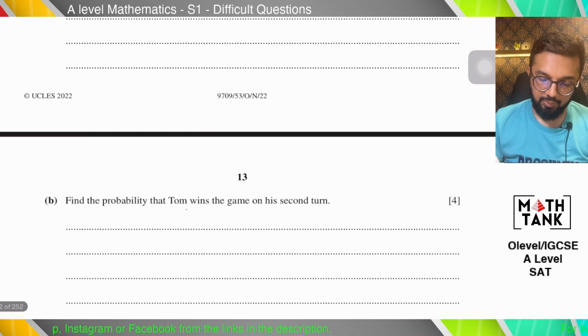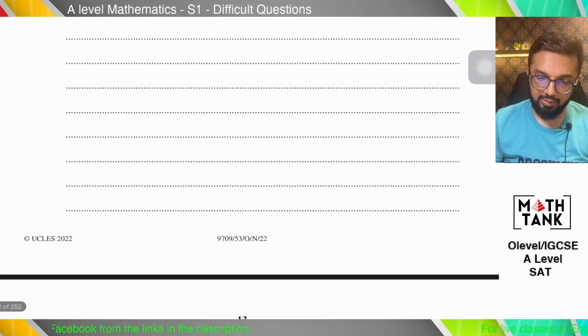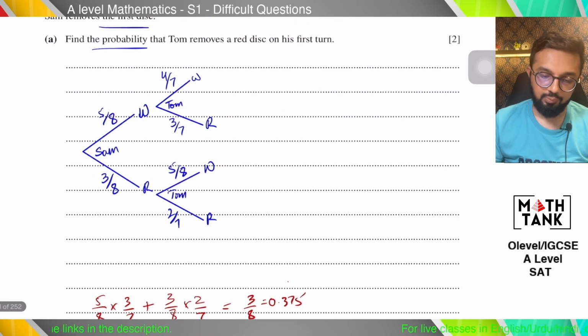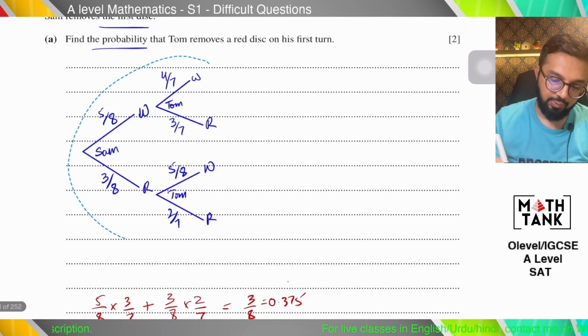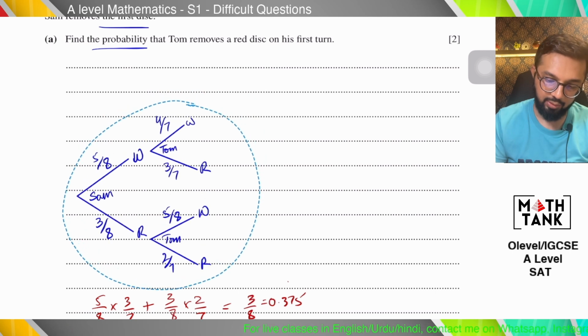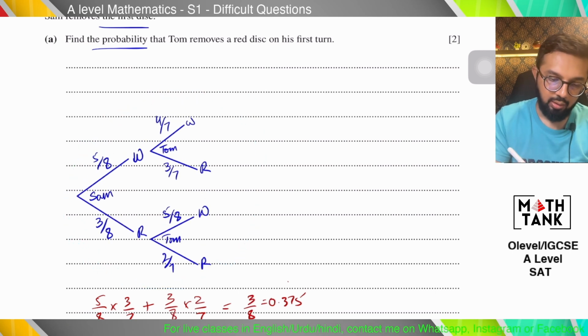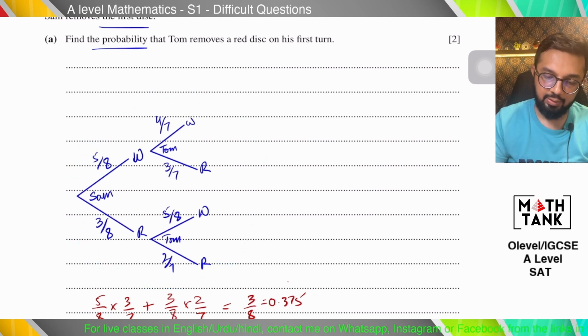There's a lot of space. Find the probability that Tom wins the game on his second turn. Okay. So after this, what is going to happen is that Sam is again going to take a turn. Now, for the white disc, yes, the turn is going to keep going on like that.